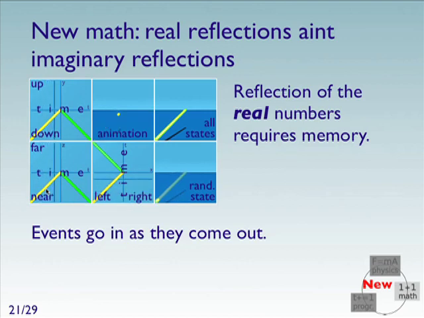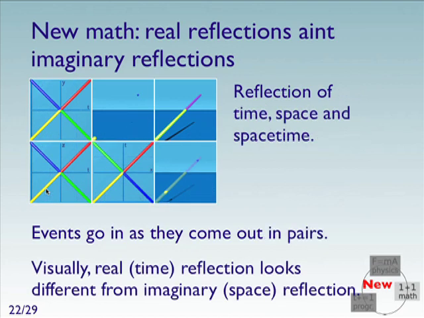So events go in exactly as they come out. Now I'm doing all 4. It appears like there's this continuation going on. I've got in yellow, that's my input. The green one, the blue one is a reflection in space. And then I can do a reflection just in time, or a reflection in time and in space.